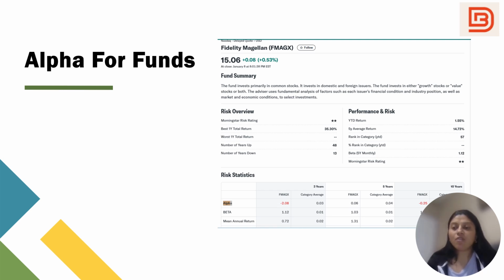So if you go to Yahoo Finance and search for the ticker of a mutual fund, you can definitely see the alpha reported. And in this case, you can see that the alpha reported is negative 2.08. That means this fund is underperforming as compared to the market.